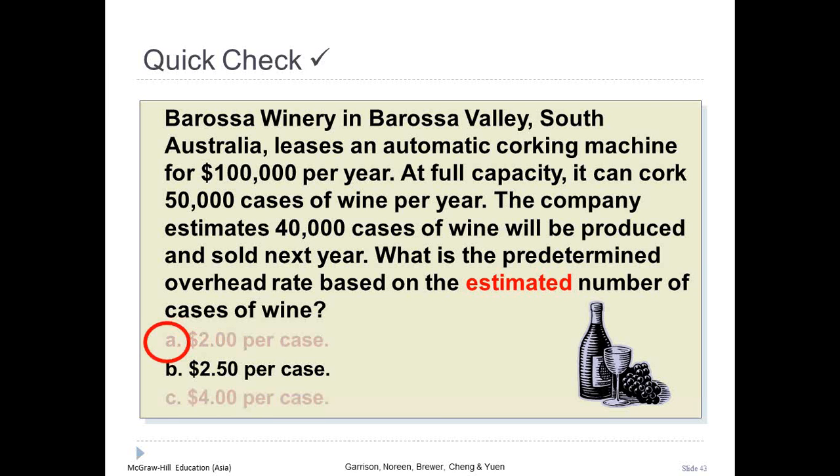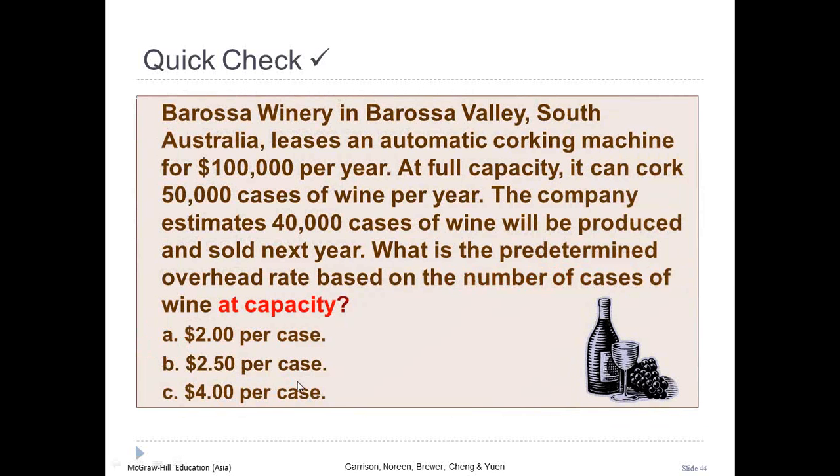Well, this is good. $2.50 per case. Although it was circled over A, the answer is actually B. How do we do that? Well, the previous one was the estimated number of cases. Now we're going to do the capacity method. Under the capacity method, it's $2 per case.